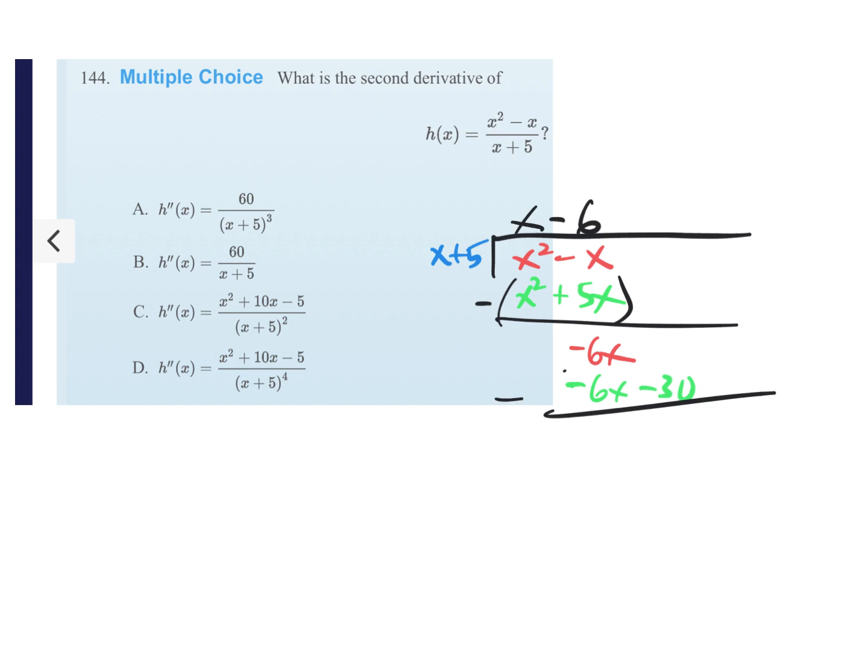subtract. So the remainder is 30, so our answer is x plus 5 divides into x squared minus x minus 6 x minus 6 times with a remainder of 30, so plus the remainder divided by the divisor. Okay, so we can rewrite h as x minus 6 plus 30 divided by x plus 5.